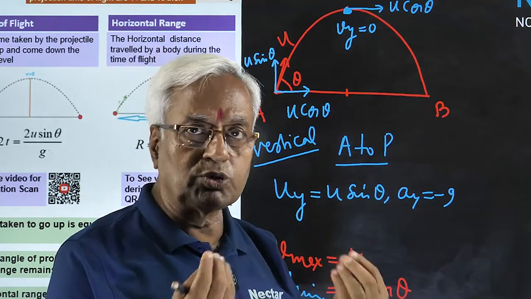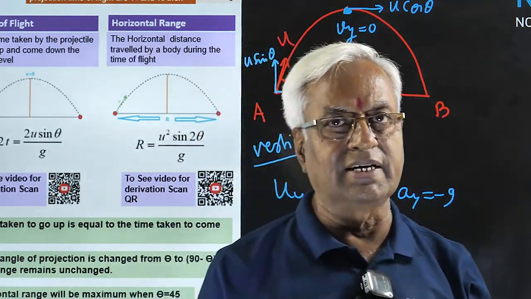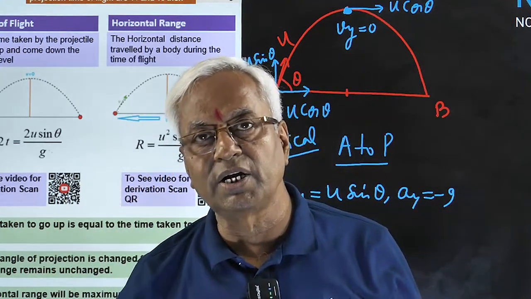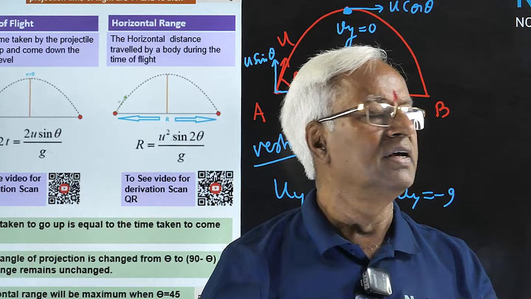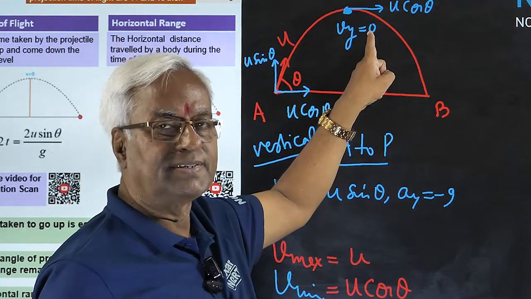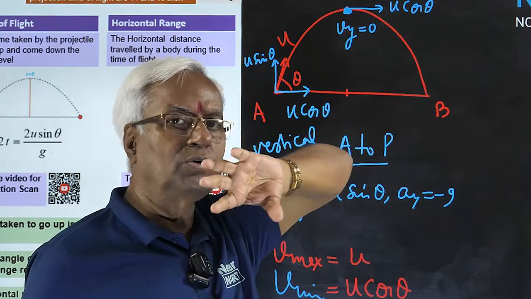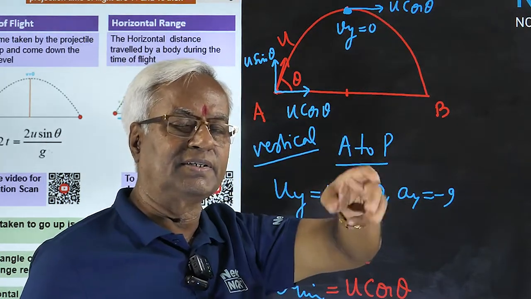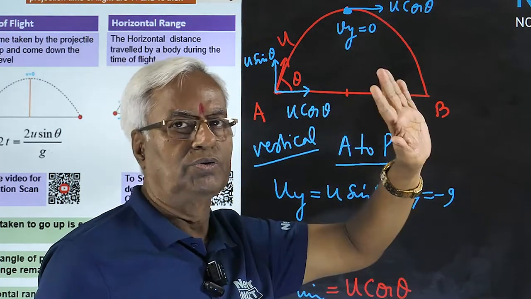And since kinetic and potential energy together make mechanical energy, which remains constant throughout, one energy will increase, the other will decrease. Here we know kinetic energy is minimum. Obviously, the potential energy will be maximum. What about the total mechanical energy? That is the sum of the two. That will remain constant throughout.